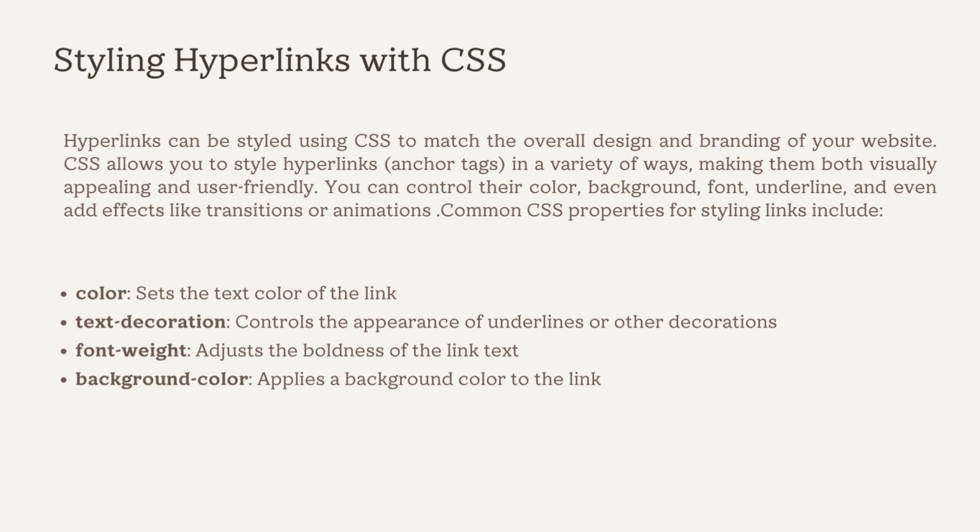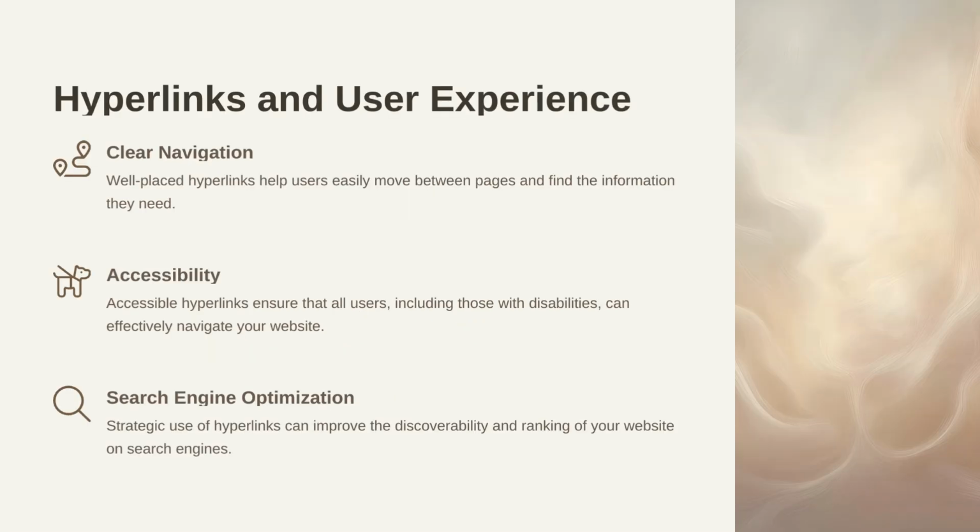Common CSS properties for styling links include: color, which sets the text color of the link. Text decoration controls the appearance of underlines or other decorations. Font weight adjusts the boldness of the link text. Background color applies a background color to the link.